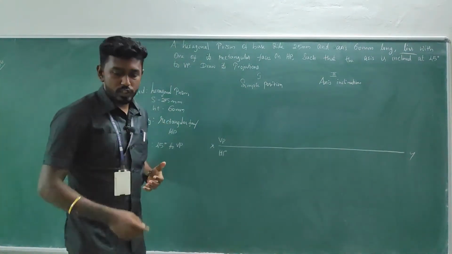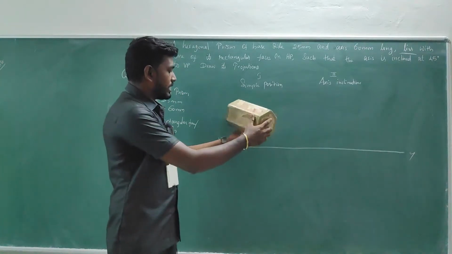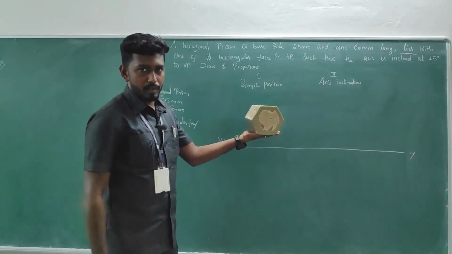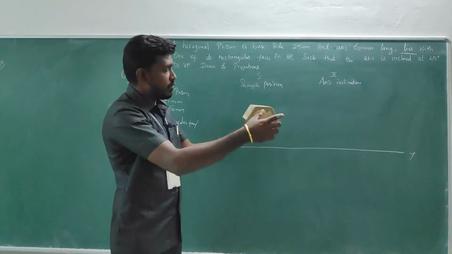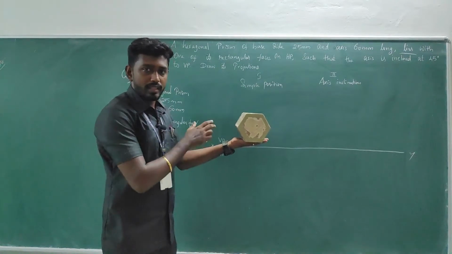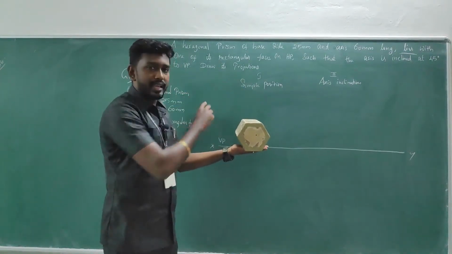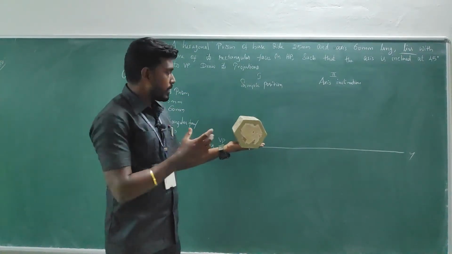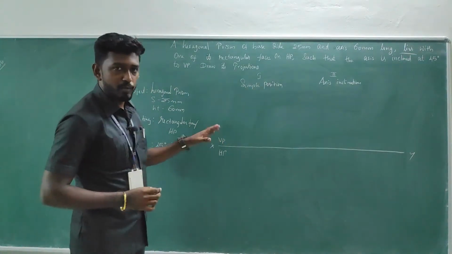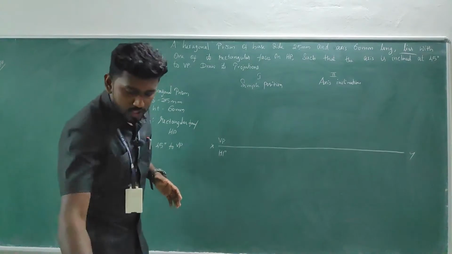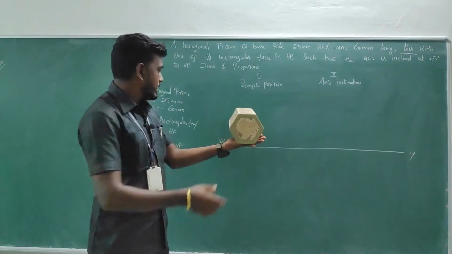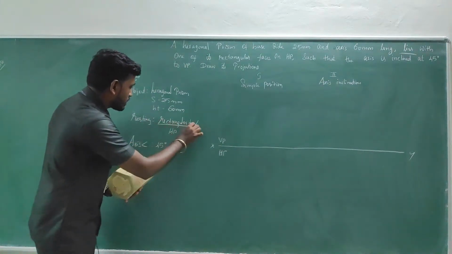In the simple position, since it is inclined to VP, I am going to keep it perpendicular to VP so that in the front view we can get the true shape, and in the top view we can get the height or length of the object, just like a rectangular face. Since it is kept perpendicular to VP, the first diagram will be on VP. So I am going to start with the front view.